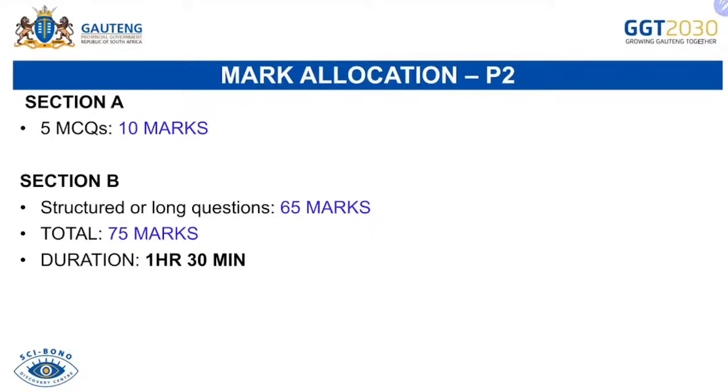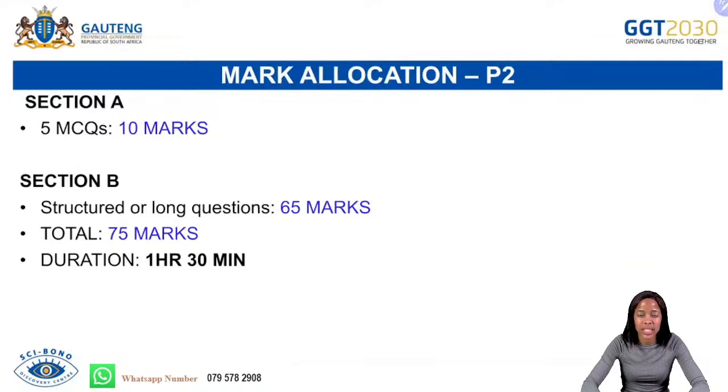Okay, now this is the mark allocation for paper 2. Paper 2 will consist of section A, which has 5 multiple choice questions, and it consists of 10 marks there. Then we have your section B, which consists of structured or long questions and has a total of 65 marks. Now the total for paper 2 will be 75 marks, and that is with a duration of 1 hour, 30 minutes.